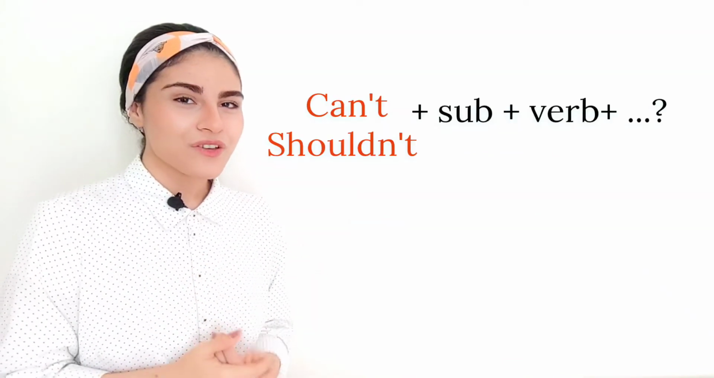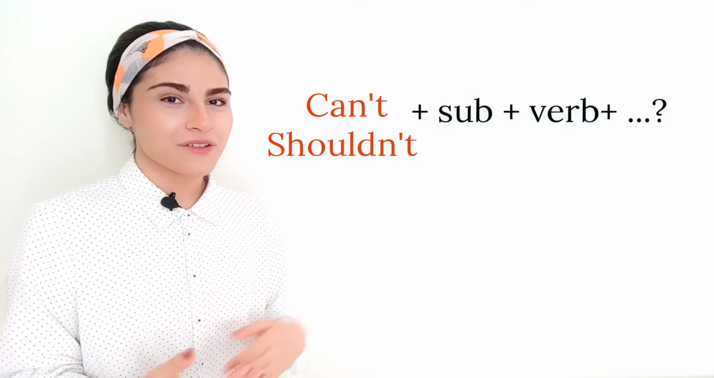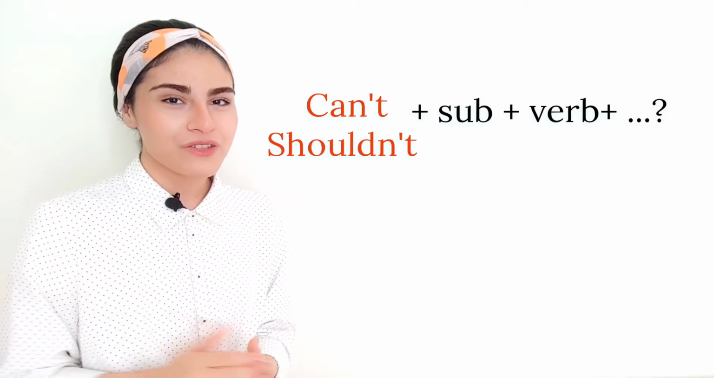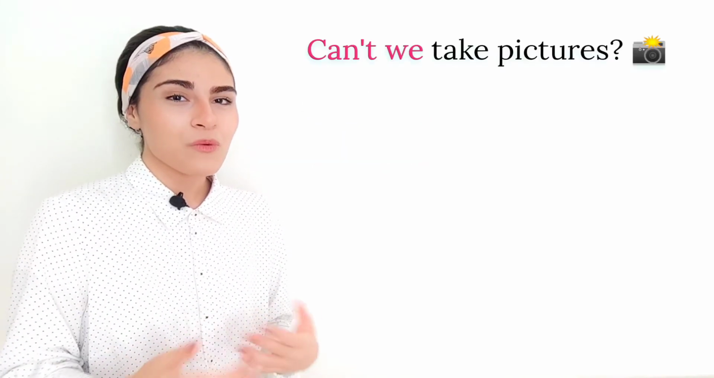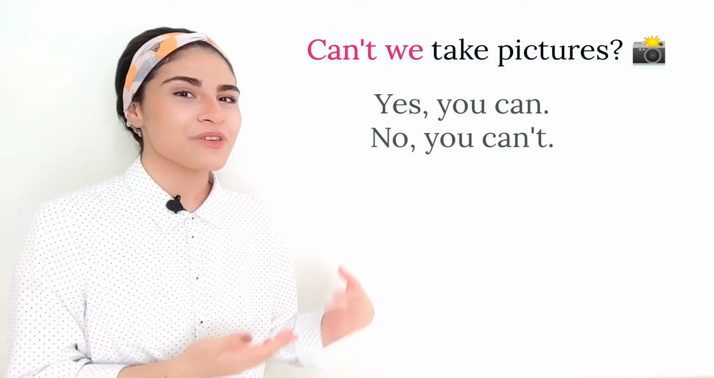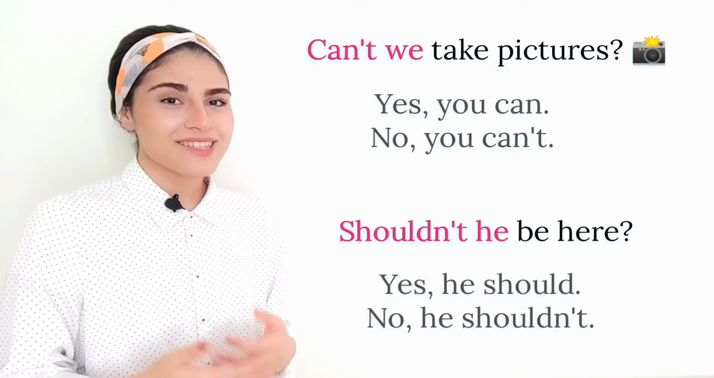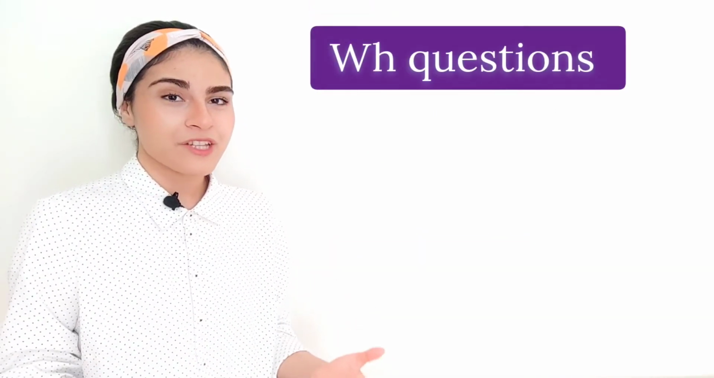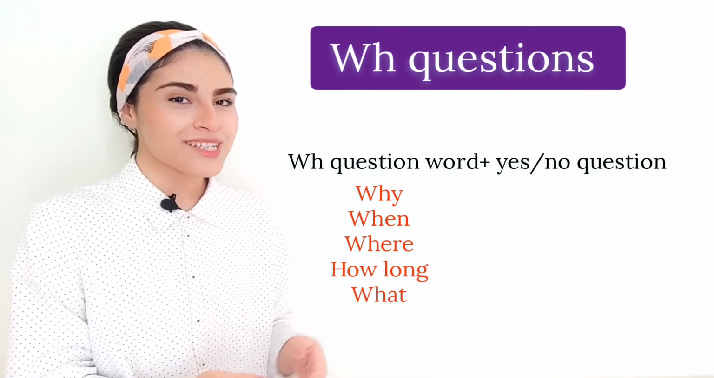We could also use their negative forms as a yes or no question. So instead of can and should at the beginning of the sentence, we could also use can't and shouldn't. For example, can't we take pictures? Yes, you can. No, you can't. Shouldn't he be here? Yes, he should. No, he shouldn't.